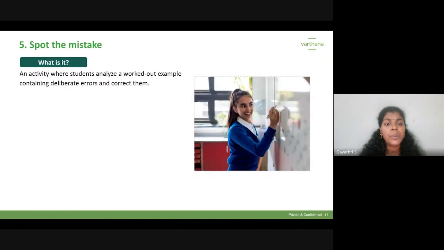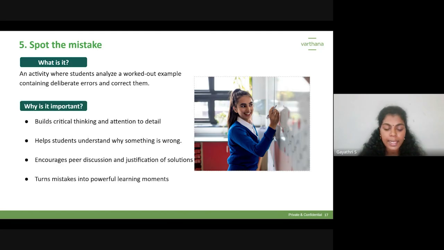So here, what we do is ask the student to look for an error which you deliberately created and ask them to correct it. Why does this work? Here you are asking the students to pay attention to detail and think critically about what the error is, right? And they will not only understand what the error is, but also why it is an error. Most of the time, children repeat the same mistake because they don't understand why this approach is wrong. This will get solved by this particular activity.